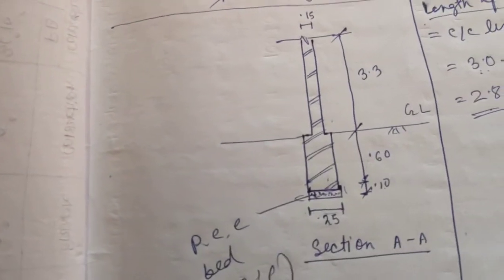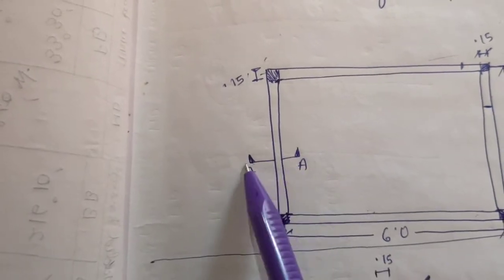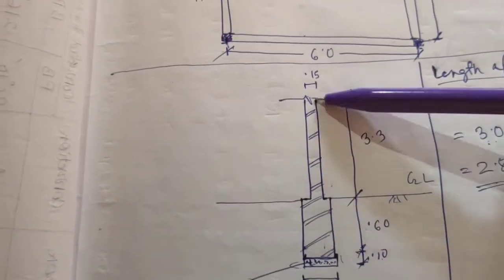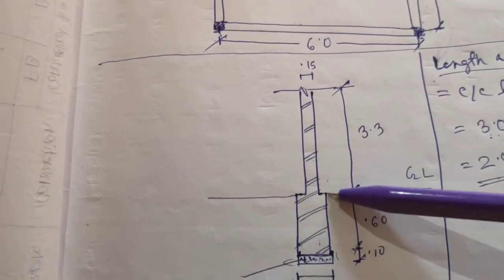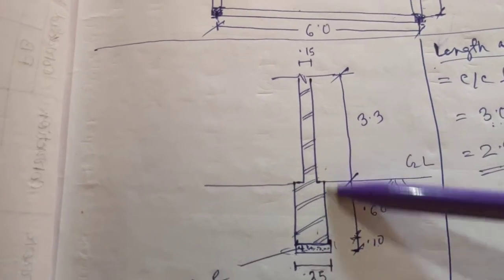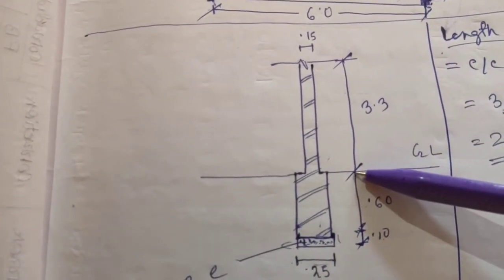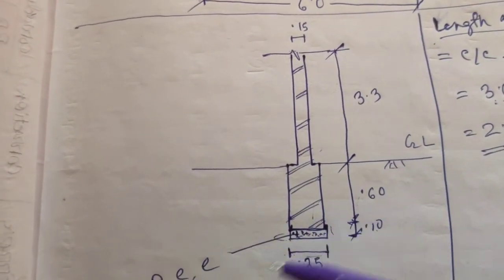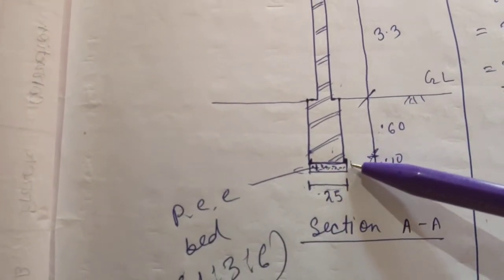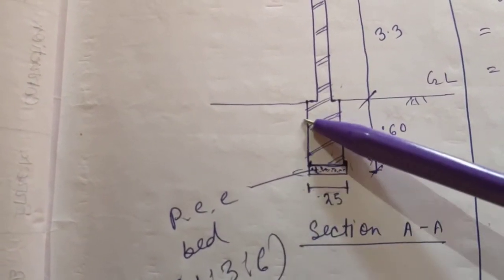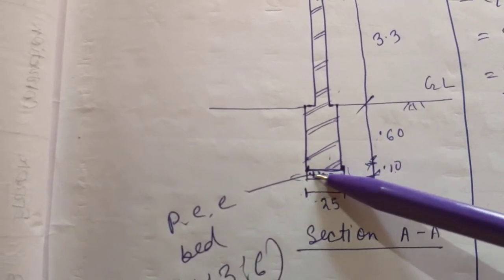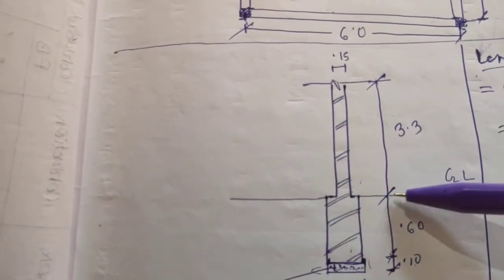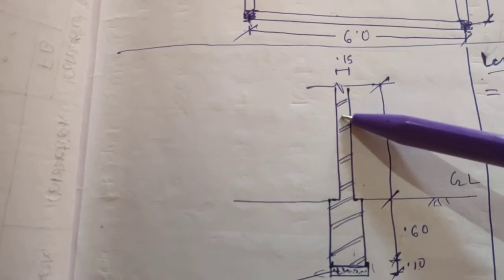Okay, so this is the cross section at any point. Suppose at this point we are taking the cross section and these are the details. This is the superstructure wall because this is above the ground level, and this is the substructure wall, that means foundation wall, because it is below the ground level. The height of the foundation wall is 0.6 meter, and below the foundation wall there is a PCC layer of height 0.1 meter. The breadth of the foundation wall and the PCC bed is 0.25 meter, and the breadth of the superstructure wall, the wall above the ground level, is 0.15 meter.